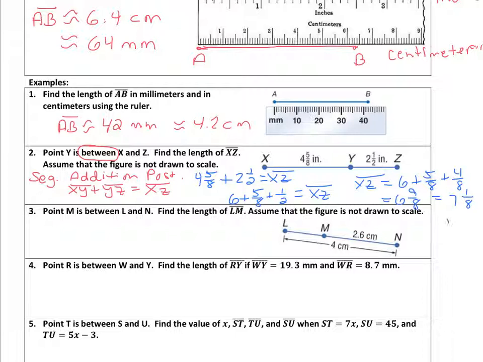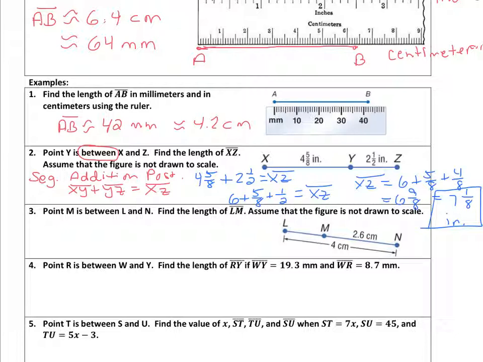When you get to this point, make sure that you always finish up with whatever appropriate units are in the problem. Okay, point M is between L and N. Find the length of LM. Now in this case, we're not finding the whole segment length, we're finding one of the non-overlapping parts, but we're always going to start with the segment addition postulate.